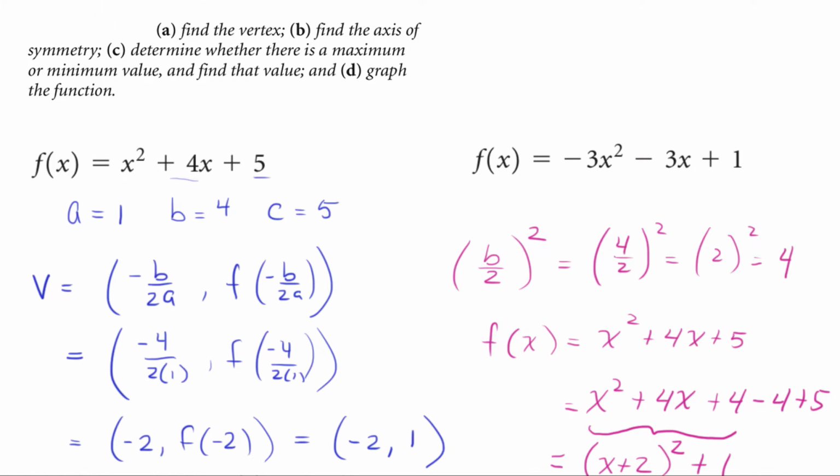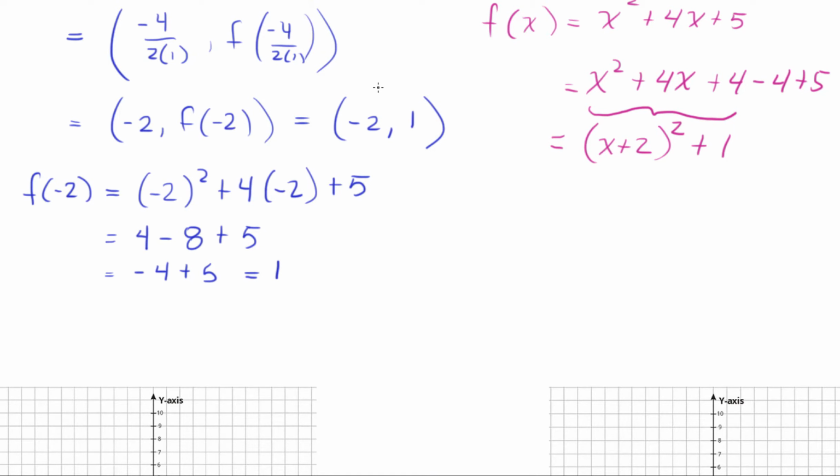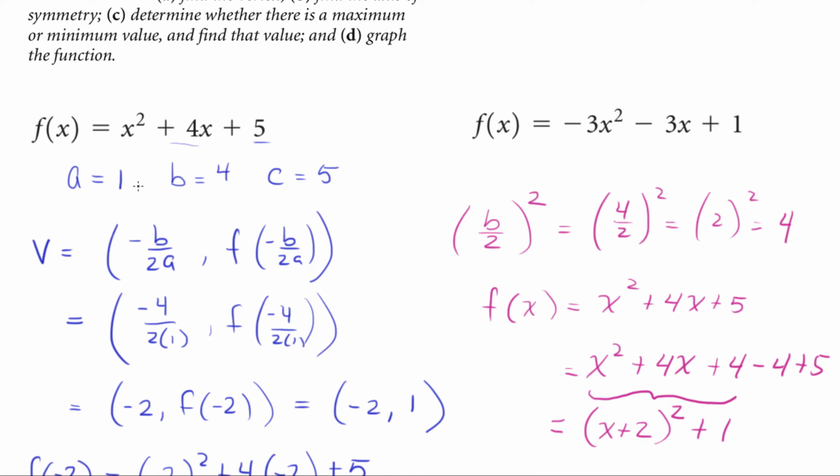Now, second question is find the axis of symmetry. The axis of symmetry uses the vertex coordinate of x. So the axis of symmetry is x equals, in this case, negative 2. Now it wants us to determine if it's a maximum or minimum and find the value. In order to determine if it's a maximum or minimum, you need a. In this case, a is 1.